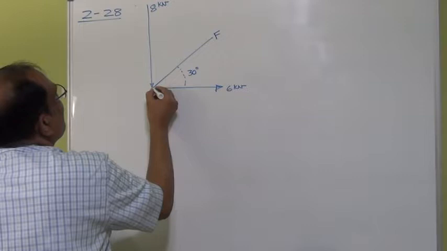Similarly, you can also find the resultant. Use 10 divided by sine 90 is equal to R divided by sine 83.13. So R is basically 10 sine 83.13, which is 9.93 kilonewton.